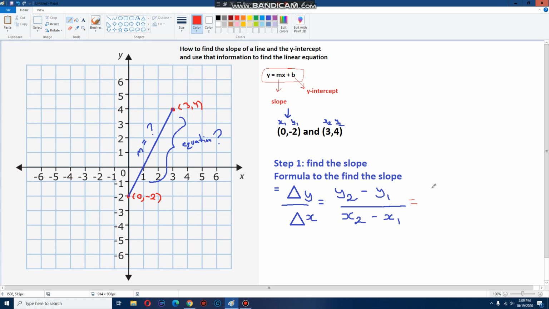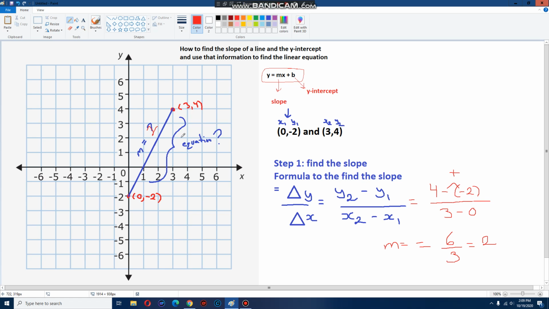So y2 is 4 minus y1, which is minus 2, divided by x2, which is 3, minus x1, which is 0. Now, if you remember your algebra, minus and minus becomes plus, and 4 plus 2 is 6, divided by 3 minus 0, which is 3, which is equal to 2. So we have found out that the slope of this line is 2.